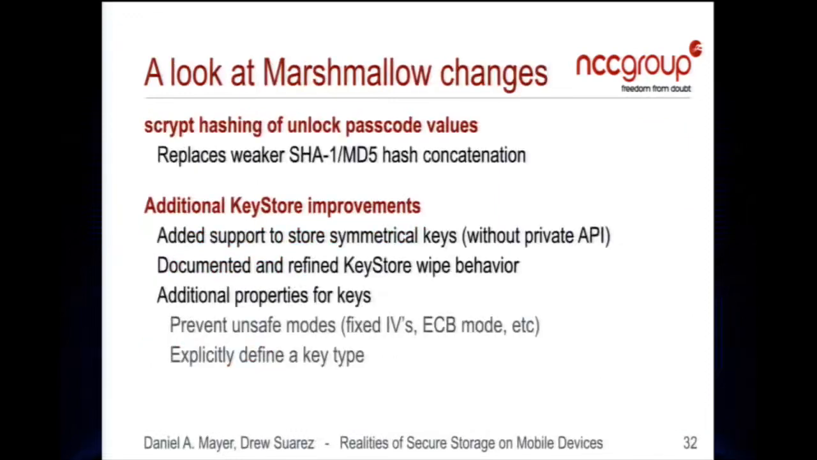So very quickly, we'll look at some changes that Marshmallow has brought out. As I mentioned, Scrypt earlier was introduced in 4.4 for the passcode, but now we have Scrypt hashing the unlocked passcode values that are stored in memory. And this replaces the weaker SHA-1 MD5 hash concatenation that they used to use. And as I mentioned, with the additional Keystore improvements, we can store symmetric keys now, and we have additional properties for keys. So you can actually say, you can't use ECB, you cannot have a fixed IV. There's certain metadata parameters that you can enforce now with the key types.